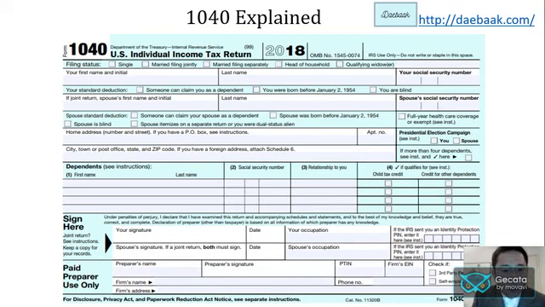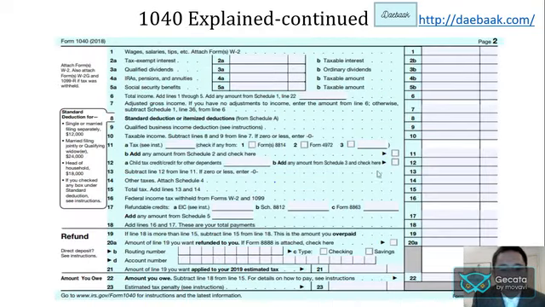Okay, so let's move on to the next page. Write down your income on your W-2. If you have this type of income, write them down here. So you will arrive at number 6, total income. Add any amount from Schedule 1.